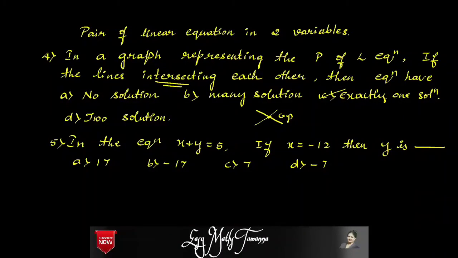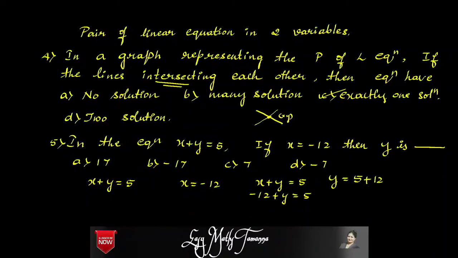The value is given and the equation is also given. The equation is x plus y is equal to 5 and the value of x is minus 12. Substitute that: minus 12 plus y is equal to 5. So the y value is 5, and minus 12 is converted into plus 12, it changes its sign. y is equal to 17. The answer 17 is given in option A.